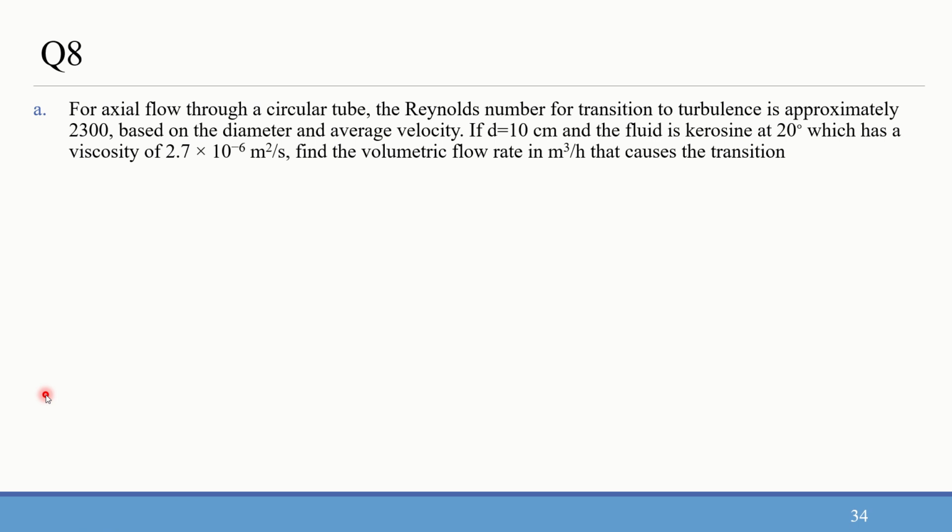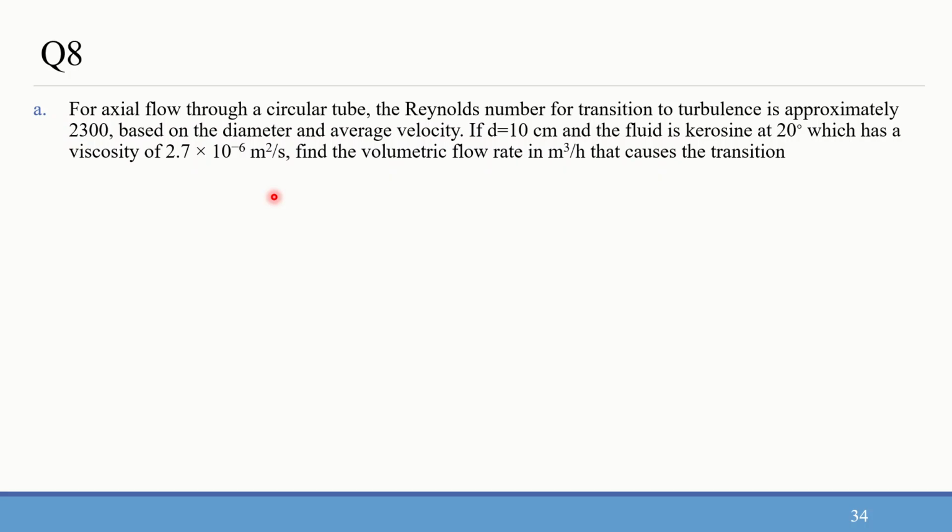So what are we given? We have an axial flow through a circular tube, and the Reynolds number is given as 2300 because the flow is transitioning to the turbulent regime. The Reynolds number is based on the diameter of the pipe and the average velocity of the fluid. The diameter of the pipe is 10 centimeter, and the fluid is kerosene, whose kinematic viscosity is 2.78 × 10^-6 meter square per second. We are asked to find the volumetric flow rate in meter cube per hour that causes the transition.